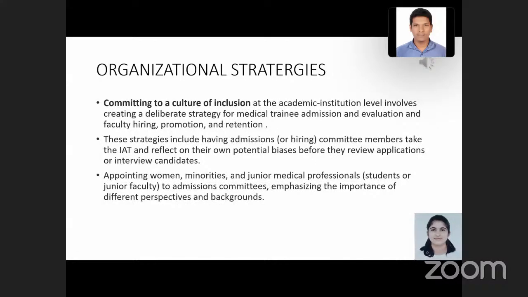Organizational strategies. These strategies include having admissions or hiring committee members take the IAT and reflect on their own potential bias before they review applications or interview candidates, appointing women, minorities, and junior medical professionals, students or junior faculty to admissions committees. The importance of different perspectives and backgrounds.